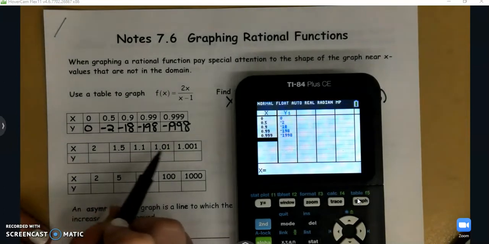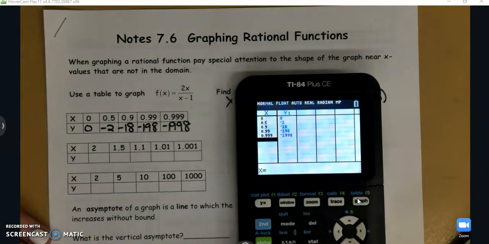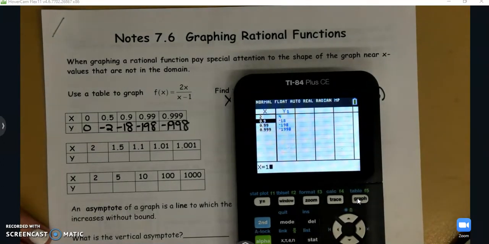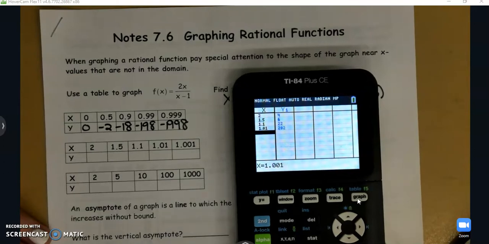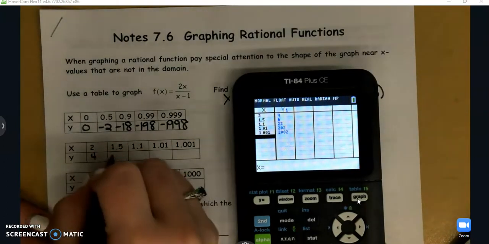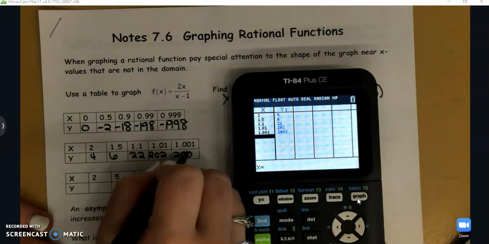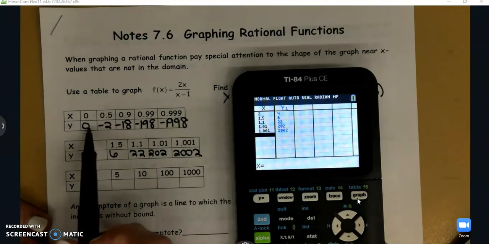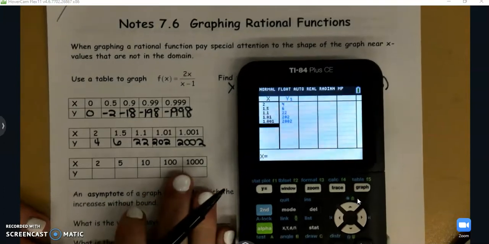Now, the next table is going to be looking at values bigger than 1 getting close to 1. So you can either hit the delete button to clear what's already in there, or you can type over these values in your table to replace them. And so on the other side of 1, they're getting bigger and bigger positively. So between 0 and 1, and obviously smaller numbers, we're going off to negative infinity. On the other side, the numbers bigger than 1, we are going off to positive infinity.